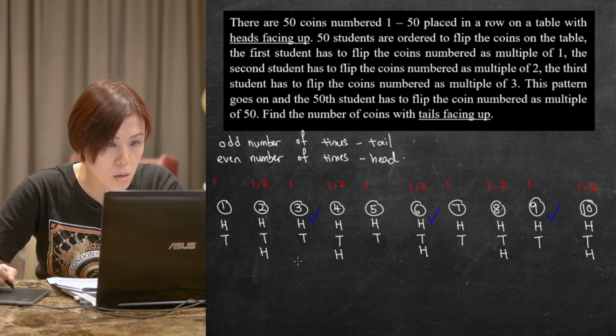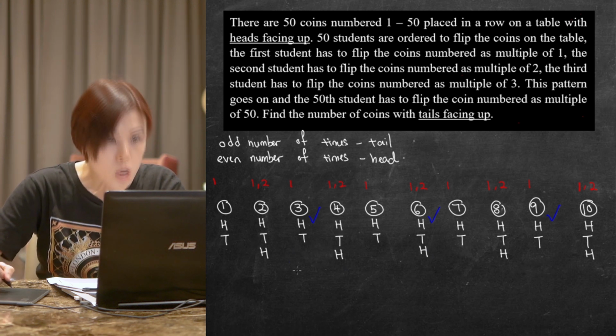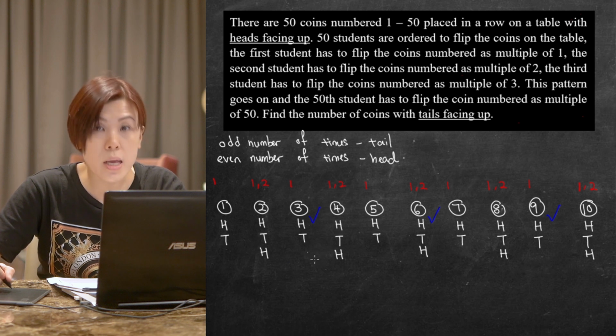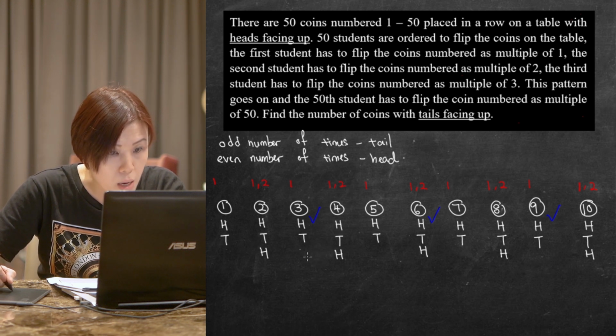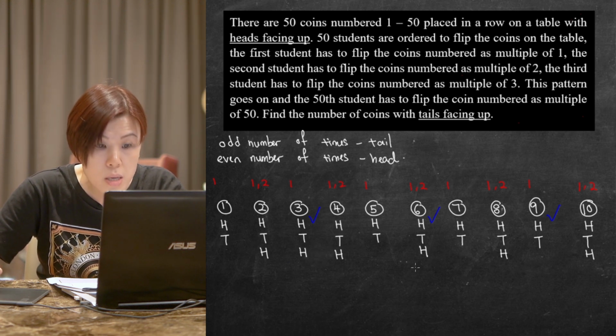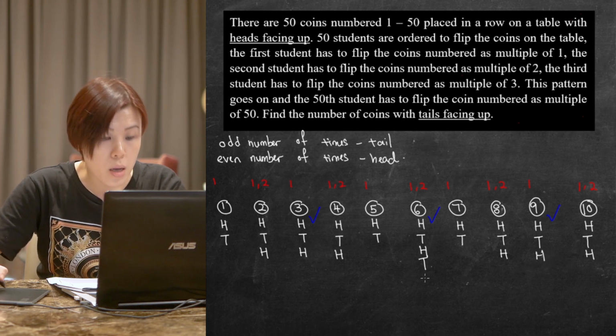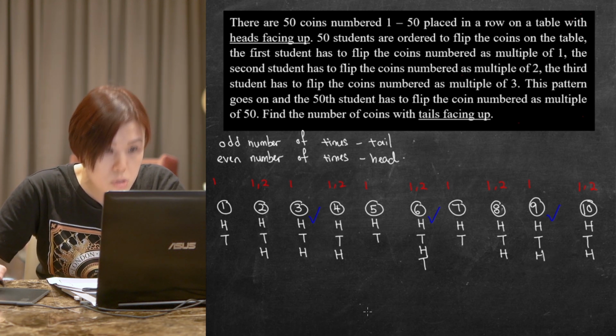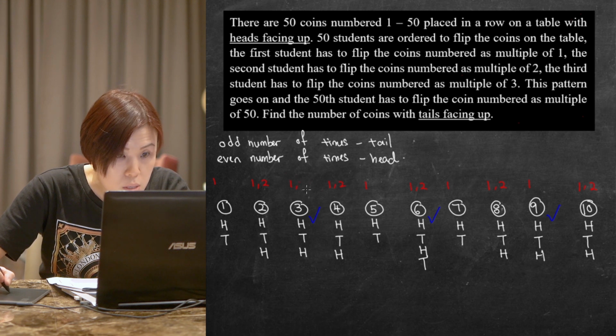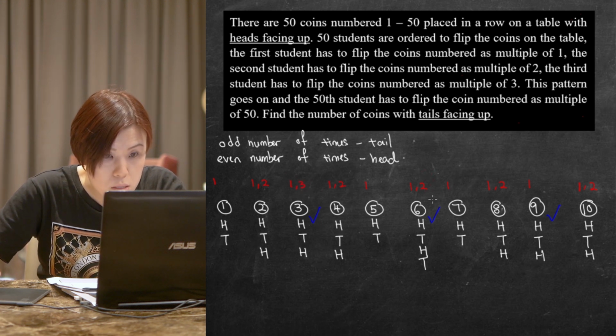So coin number 3 has tail facing up, then it will have head facing up now. Coin number 6, head facing up, will turn to be tail facing up. And coin number 9, tail facing up, will have head facing up now. And next, I'm going to put 3. So these coins are flipped by the third student.